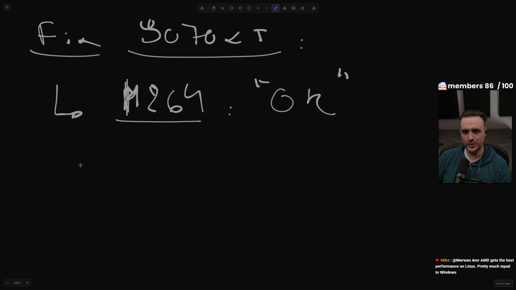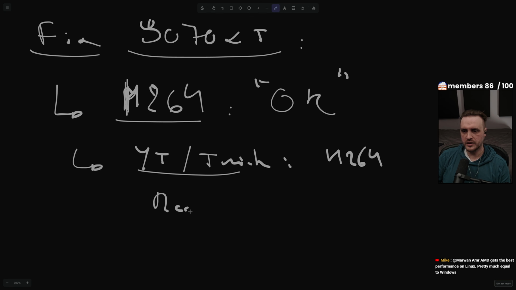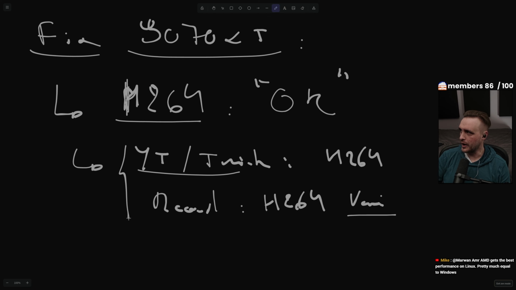So right now, what I'm doing is YouTube and Twitch in H.264. And I'm recording locally in H.264 too. Variable, okay, to have the best quality possible. But this is where we are at, guys. This is literally what the 9070 XT can push max in terms of encoding and multi-streaming.